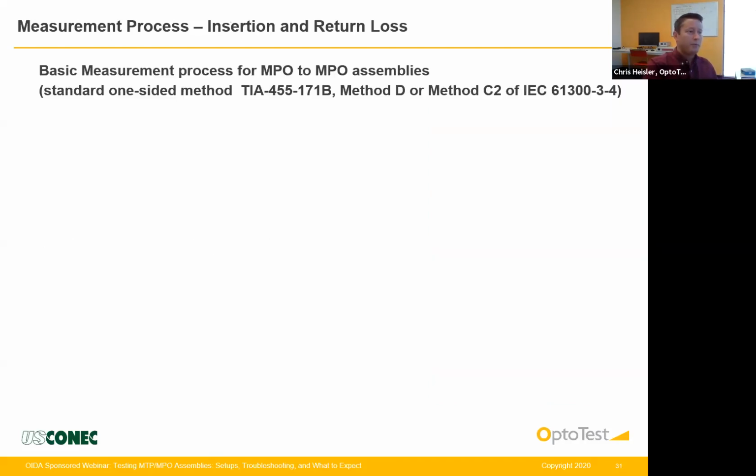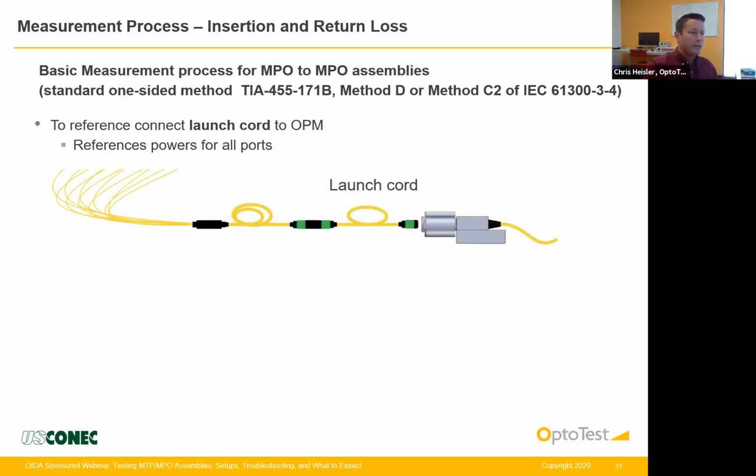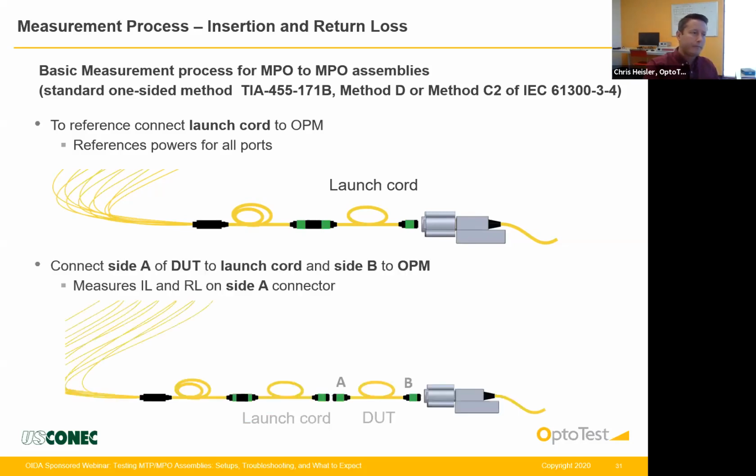Now for some basic measurement processes for MPO to MPO assemblies. This is a standard one-sided method, TIA 455-171B, method D, or method C2 of IEC 61300-3-4. The most basic method is you take your launch cord, connect it to the optical power meter, and reference the power and find the position for that launch cord. Now, to measure the DUT, you connect side A of the DUT to the launch cord and side B to the optical power meter.